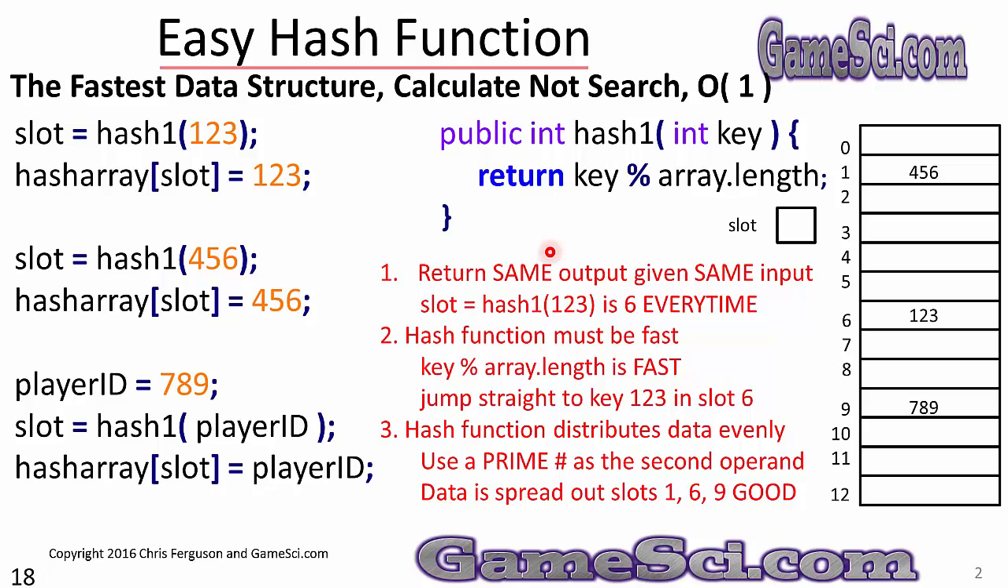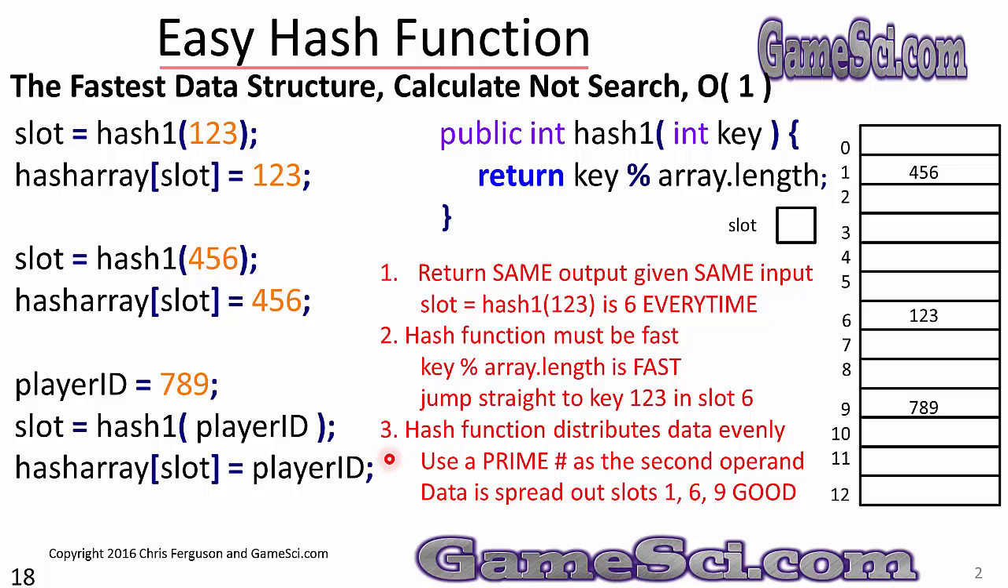Number 1, we wanted to return the same output given the same input. Every time I call slot equals hash1 of 123, it's a 6 every single time. Number 2, hash functions must be fast. Key modulus array.length is a fast function. It jumps straight to key 123 in slot 6 when it comes time to retrieving this data. That is a fast calculation.